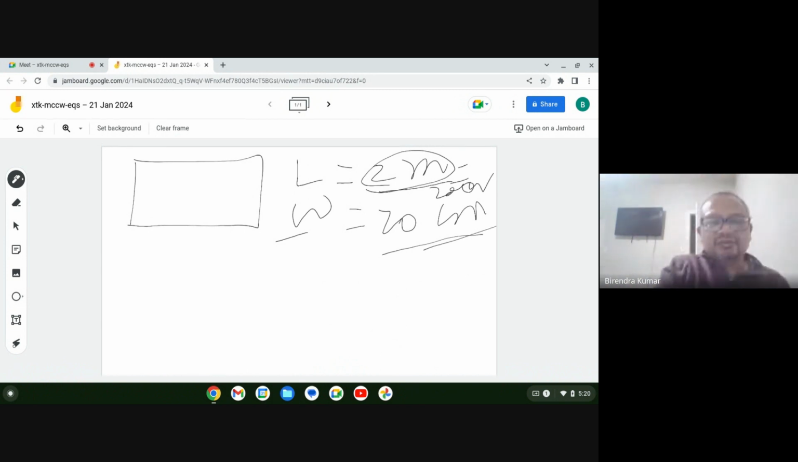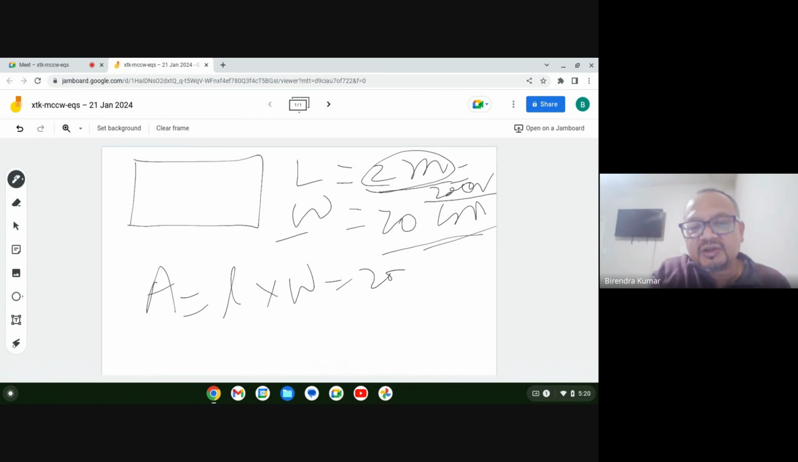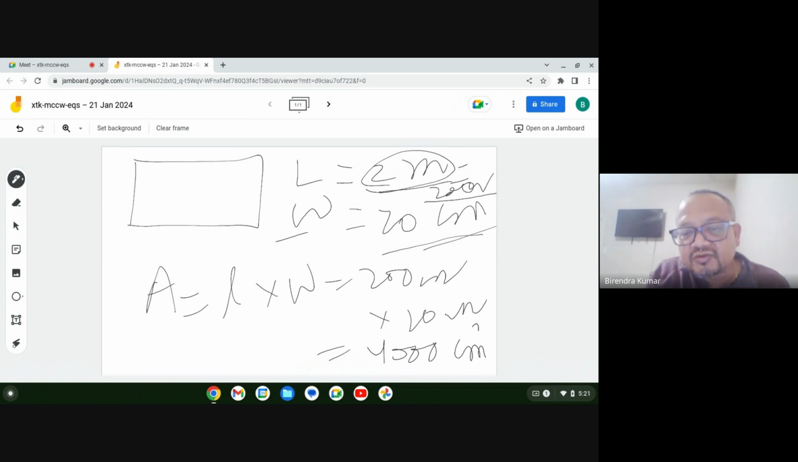Now you know the area will not change, the formula will not change. Length into width. Length you know is 200 centimeter and width you know is 20 centimeter. You'll multiply these two, this becomes 4,000 centimeter square.